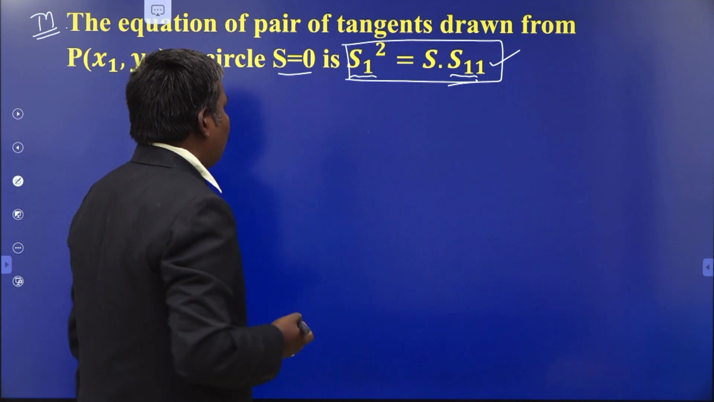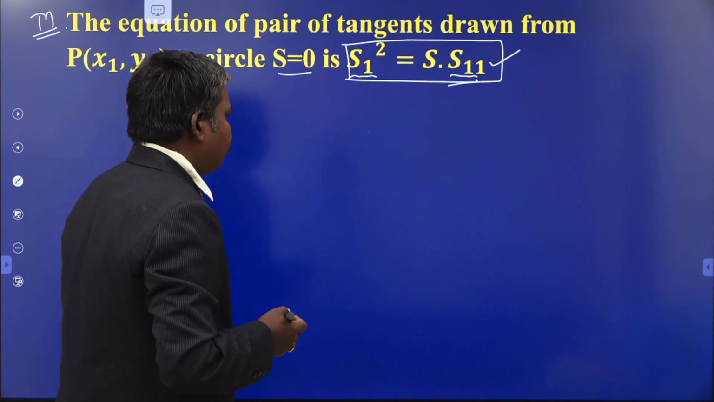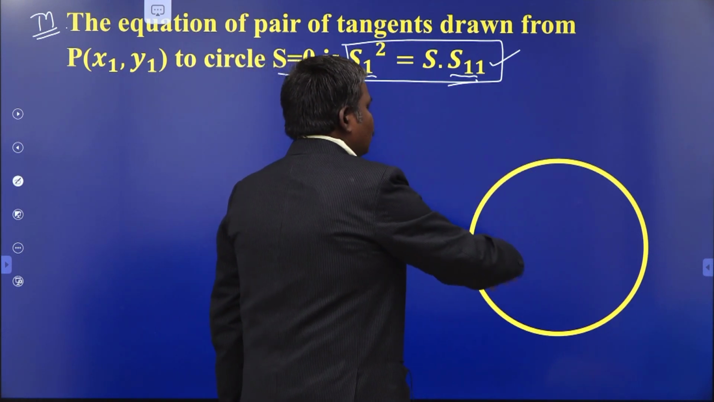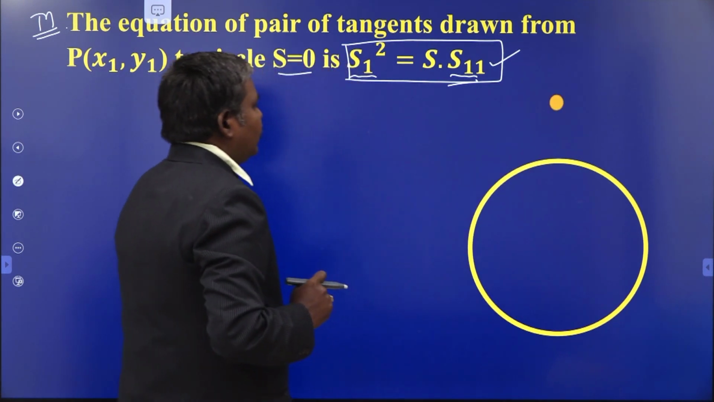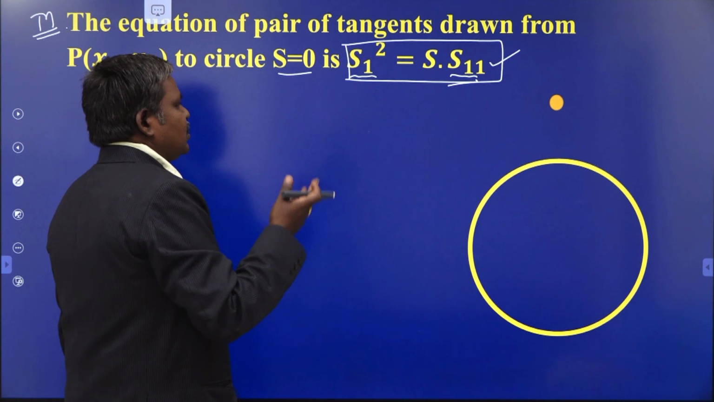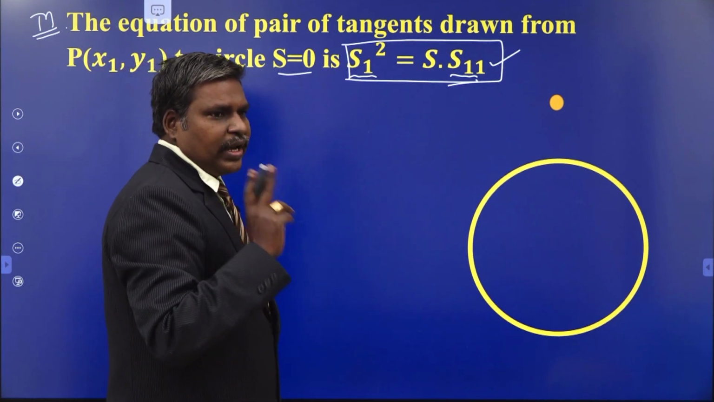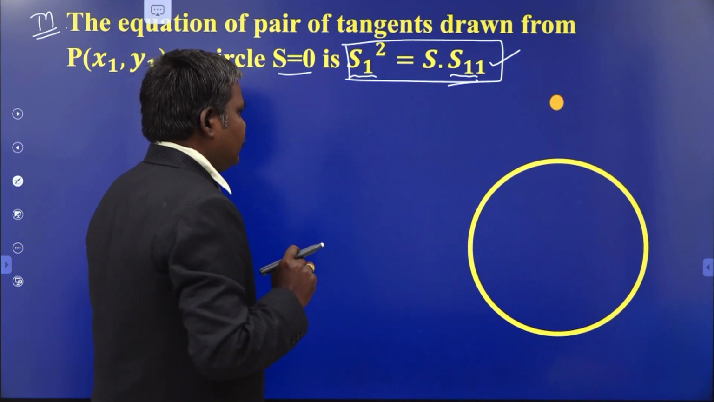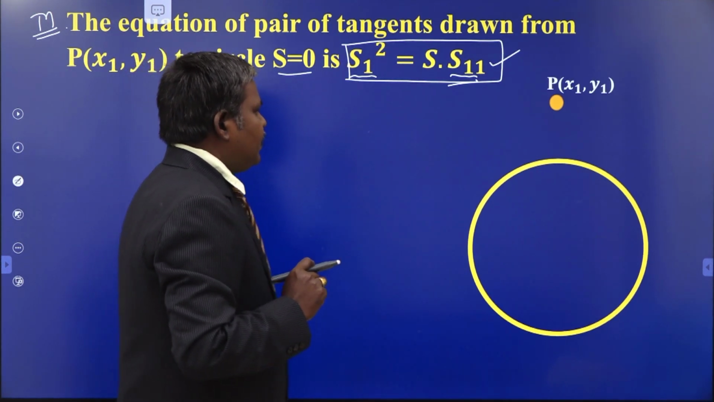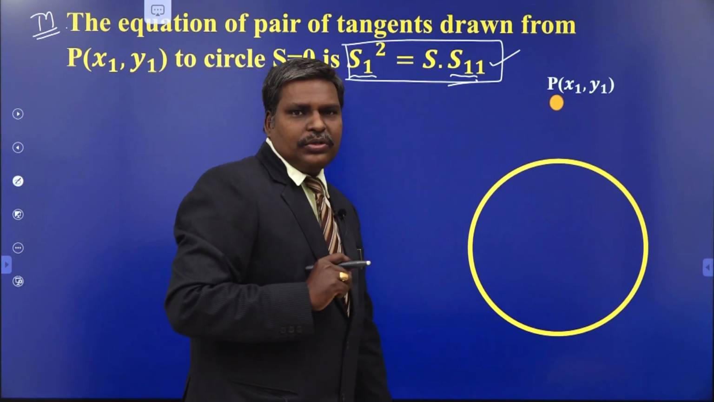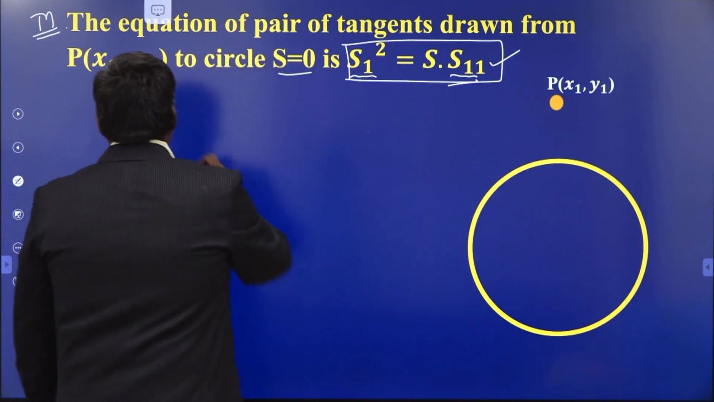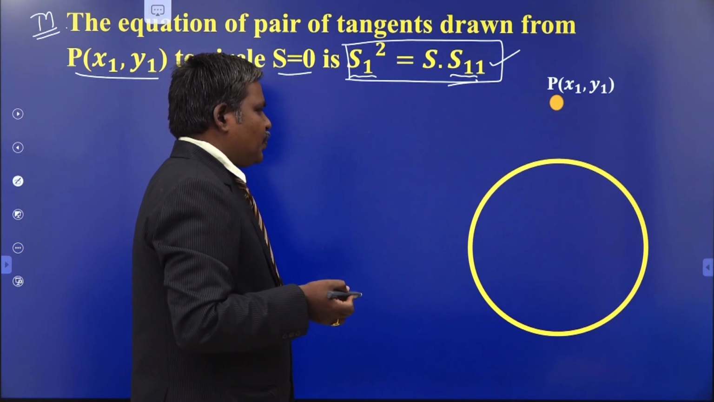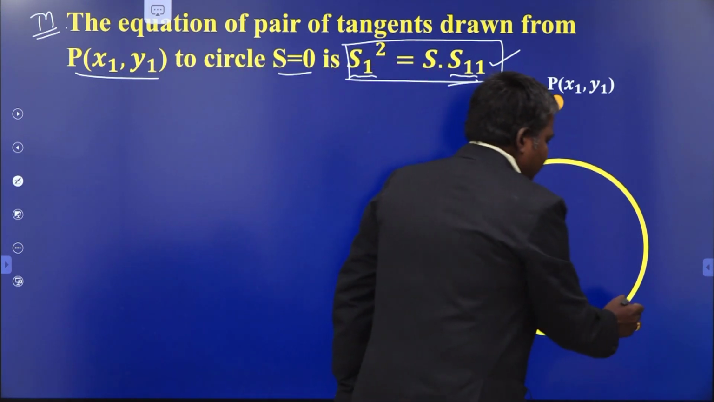Let us do how to prove this one. This is the circle, S equal to 0. This is my point which is outside of the circle, because 2 tangents can be drawn only when the point is outside of the circle. This is the point P. Its coordinates are given to you, that is x1 comma y1. This is the given point, x1 y1, our external point. S is the given circle.